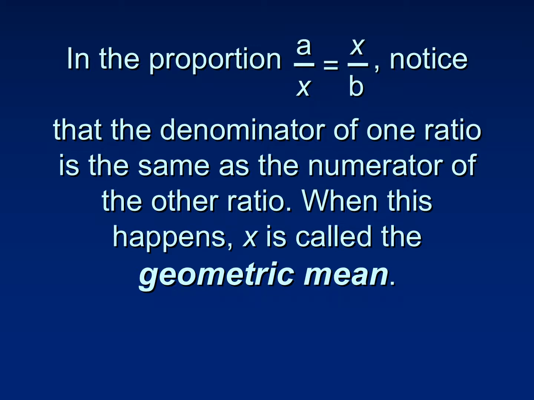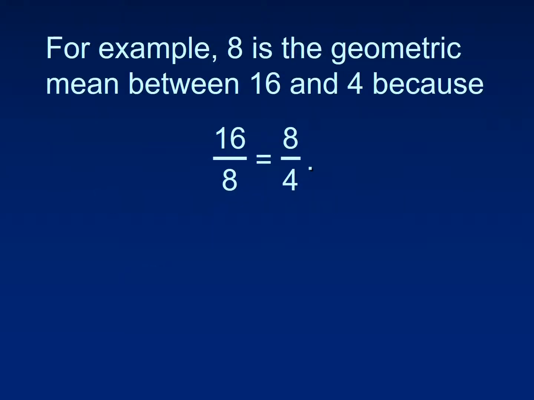In the proportion a over x equals x over b, you'll see that the denominator in this first ratio is the same as the numerator in this ratio. Whenever this occurs, where the denominator is the same as the numerator in a proportion, that number that appears in the numerator and the denominator has a special name. We call it the geometric mean. So for example, 8 would be the geometric mean of 16 and 4 because 16 over 8 equals 8 over 4. So 8 is the denominator here, but the numerator here.